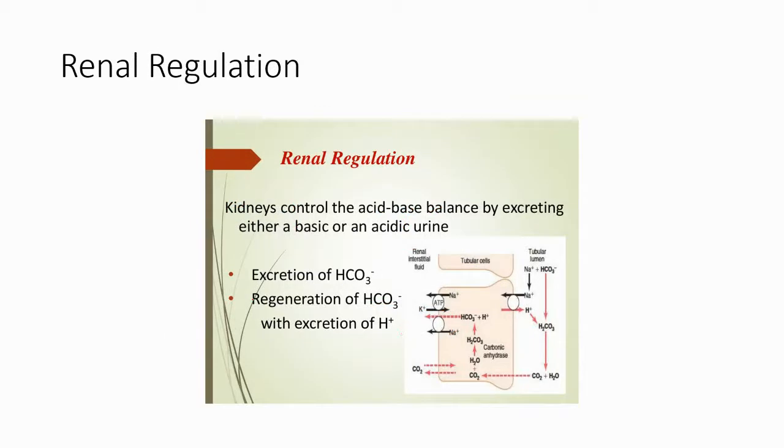Renal regulation. Kidneys control the acid-base balance by excreting either a base or an acid in the urine. So the kidneys can help by excreting bicarb, and we know that bicarb is a base, and it's controlled primarily by the kidneys. Regeneration of bicarb with the excretion of hydrogen. It can either excrete bicarb and hold on to hydrogen, and hydrogen is an acid, or it can do the opposite, get rid of acid and hold on to bicarb, either one. So the kidneys compensate in that way, but when we look at lab values, bicarb is what we're measuring. This is what we're looking at in the blood, okay?